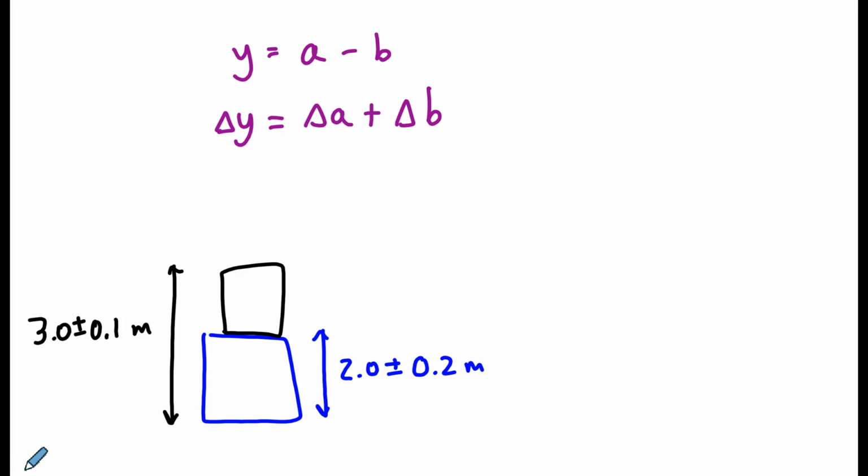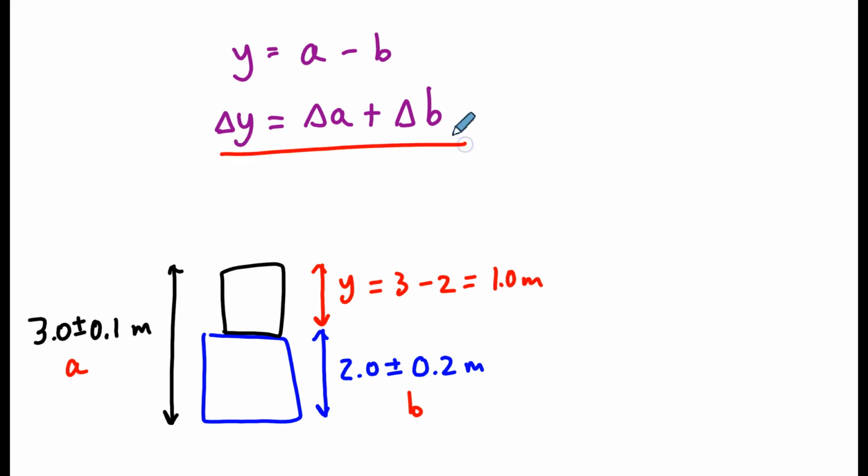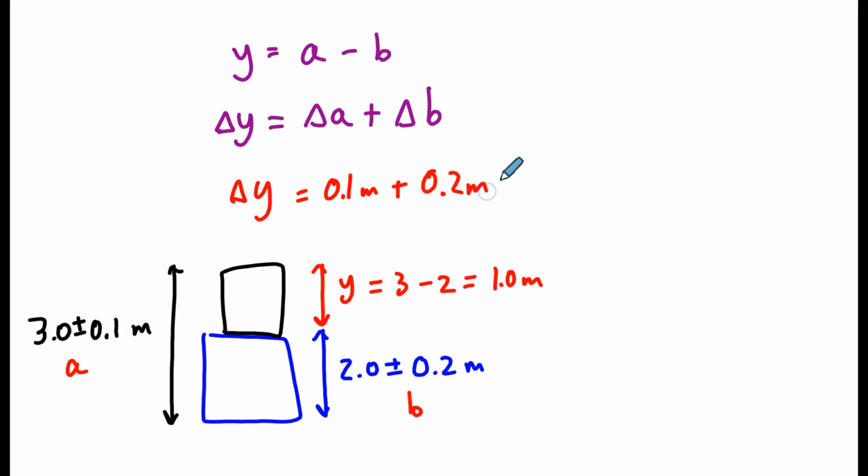Imagine I have two blocks. I measure the height of blue, then I stack the black one on top, and then I measure the total height. The question is, how tall is just the black box? Well, that's easy. We take the first measurement, A, we subtract the second measurement, B, and the new value y is, in this case, 3 minus 2, that's 1. But what's the uncertainty in y? The rule says the uncertainty in y is found by adding the 0.1 uncertainty with the 0.2 uncertainty. This gives a total uncertainty of 0.3.